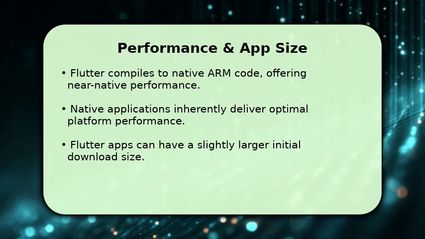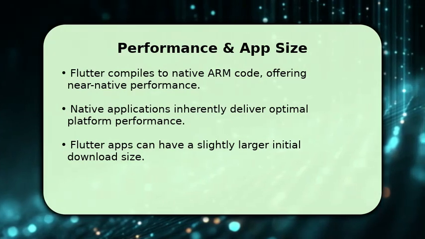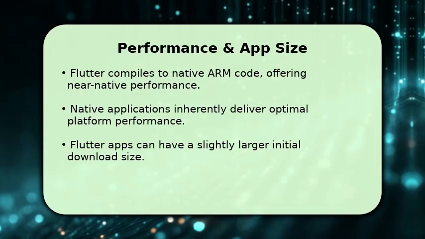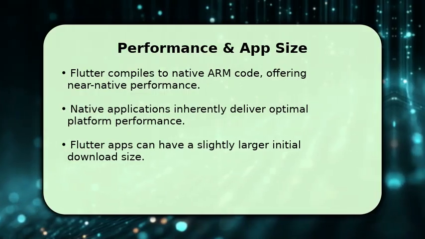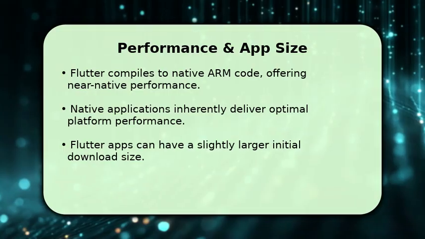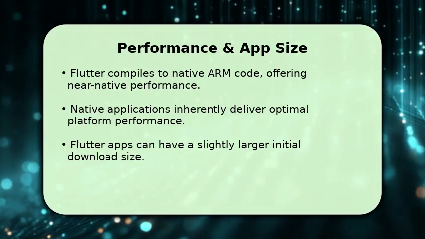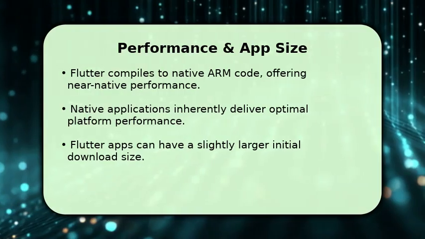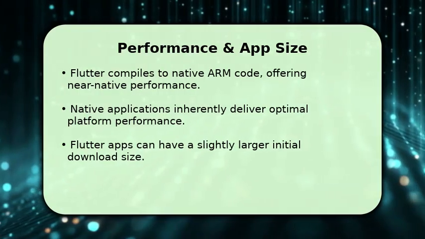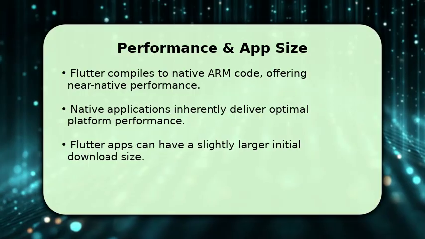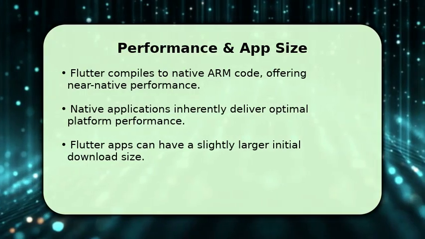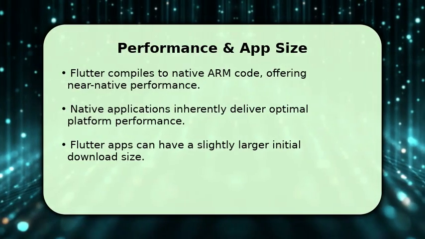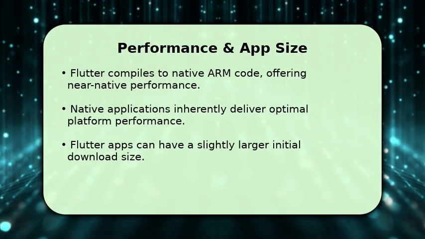Regarding performance, Flutter compiles directly to native ARM code, delivering excellent performance that is very close to native applications. Native apps, by their nature, achieve the absolute best performance and integration with the underlying operating system. However, Flutter applications might have a slightly larger initial download size, often around 10 to 15 megabytes, compared to native apps which typically start smaller.